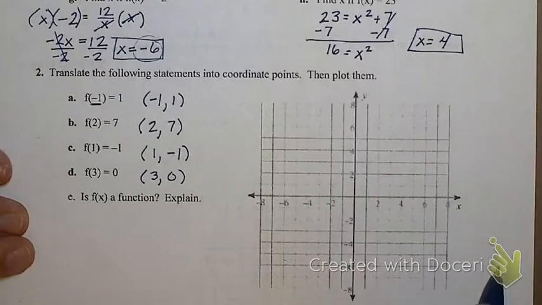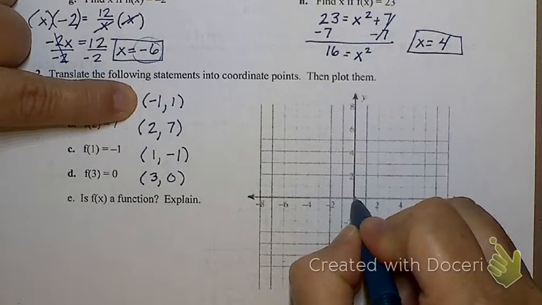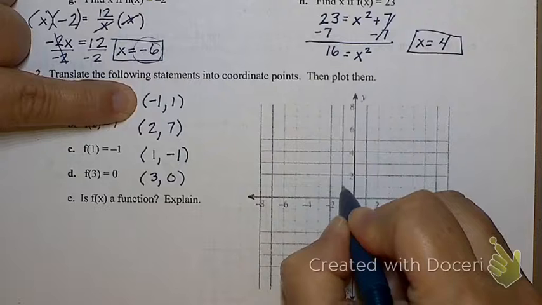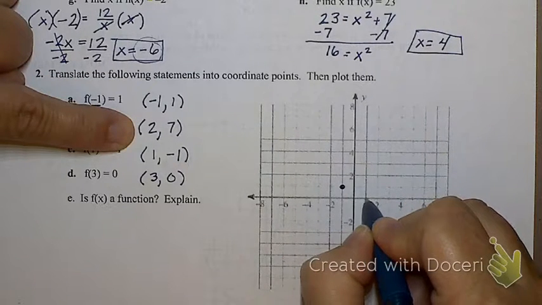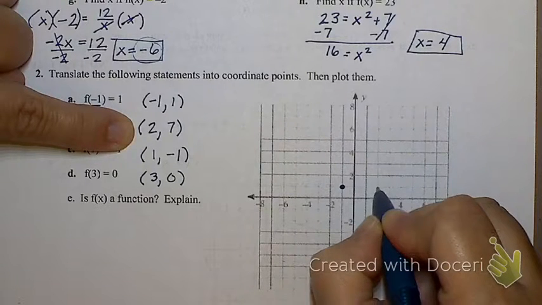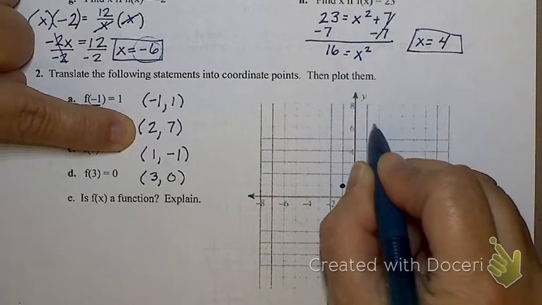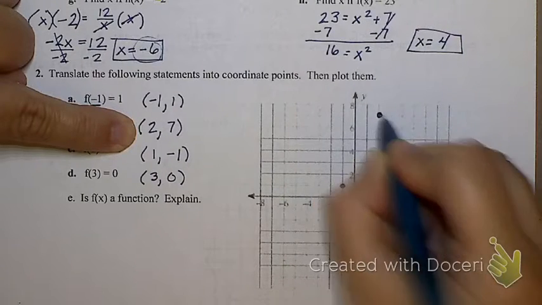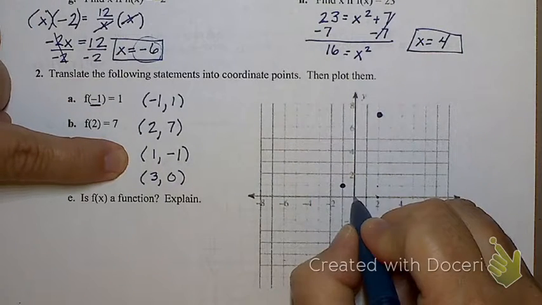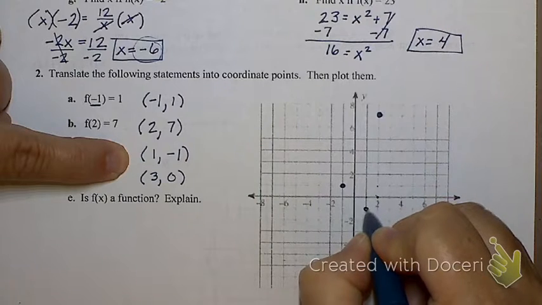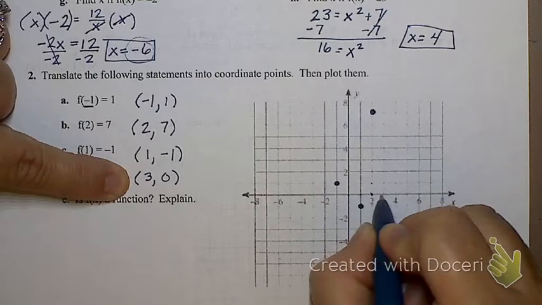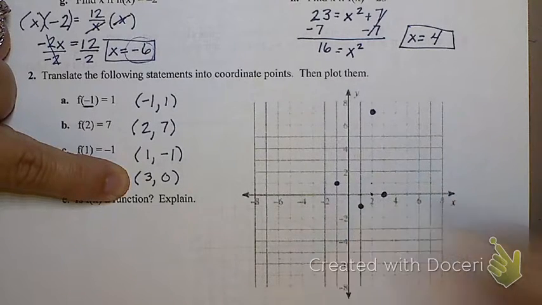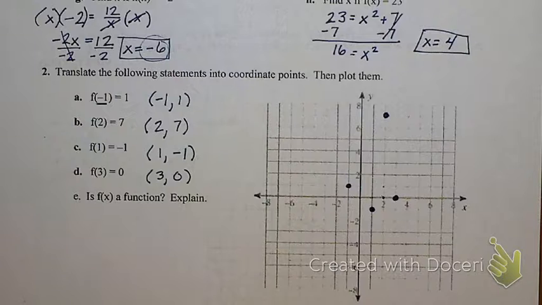So now I plot those points, right? Negative 1, 1 means I go left 1, up 1. 2, 7 means I go right 2, up 7. That's like up here. 1, negative 1 means I go right 1, down 1. And 3, 0 means I go 1, 2, 3 to the right and 0 up or down. And then I have question A, B, C, D, E. I have E.